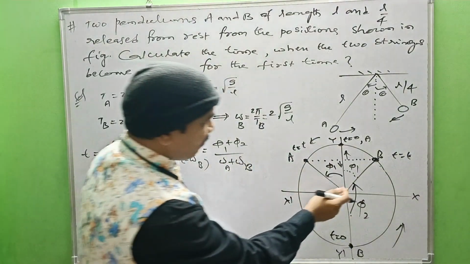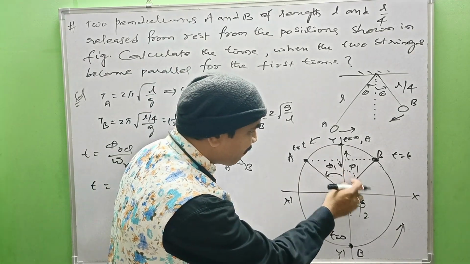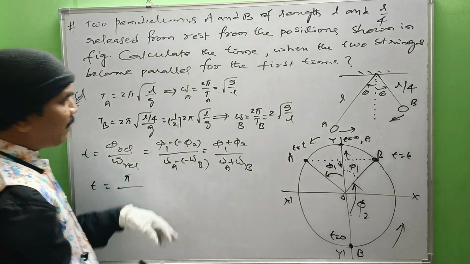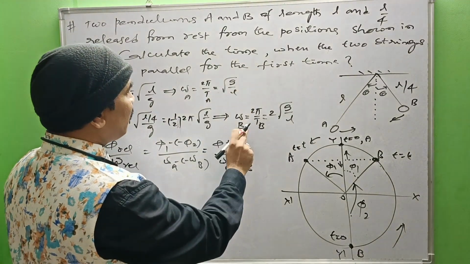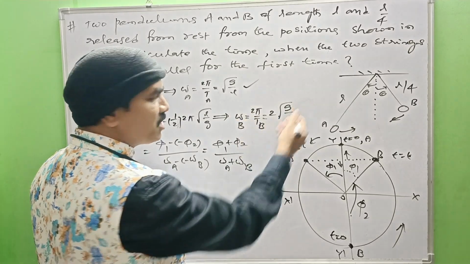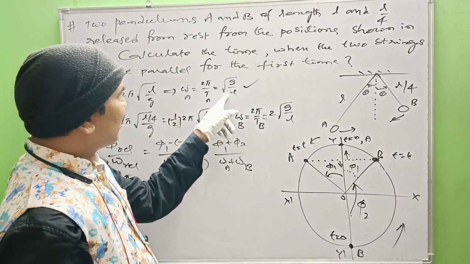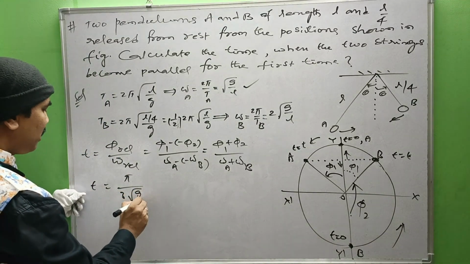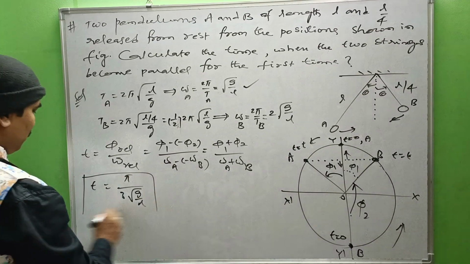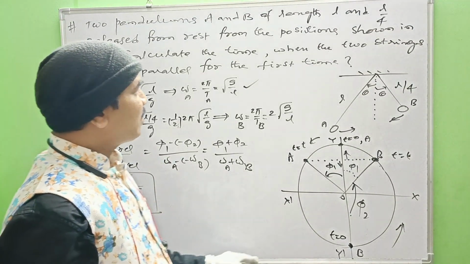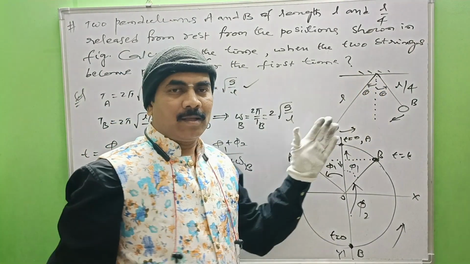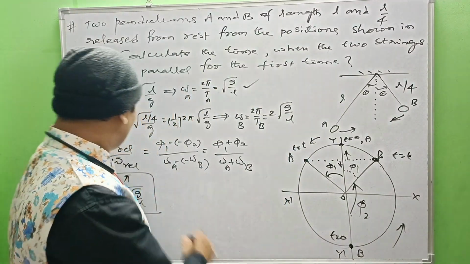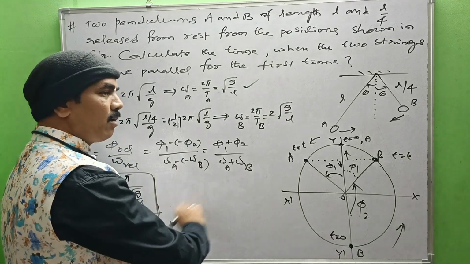What is phi 1 plus phi 2? From the diagram it is clear that phi 1 plus phi 2 equals 180 degrees, that is pi radian, divided by omega A plus omega B. Omega A is root g by L. Omega B is 2 root g by L. So omega A plus omega B is 3 root g by L. So t equals pi divided by 3 root g by L. This is the minimum time in which both pendulums come parallel to each other. Okay, right? So this is the answer for the given question.